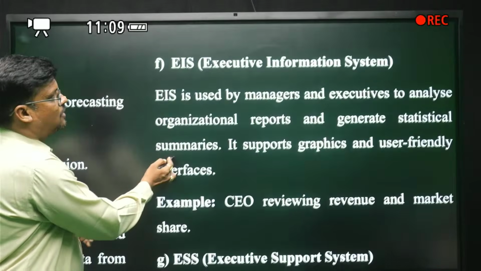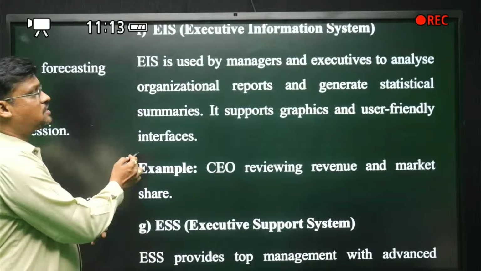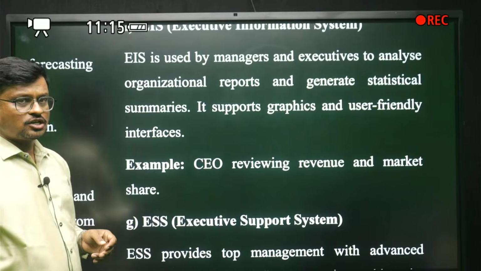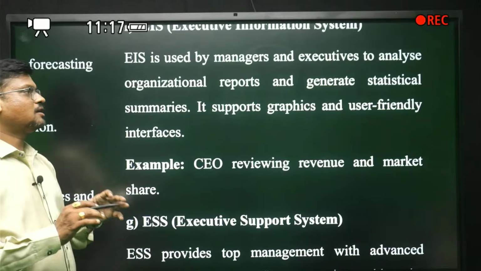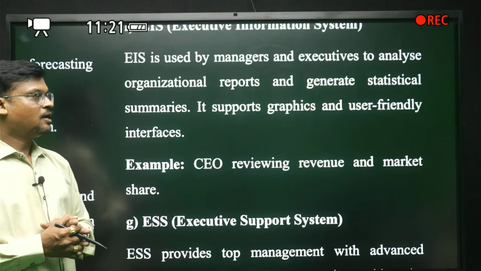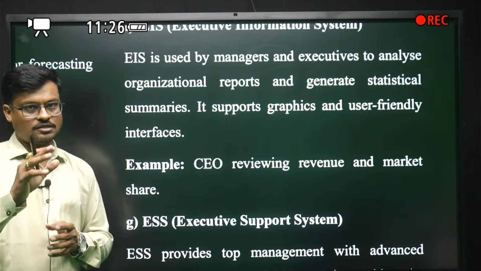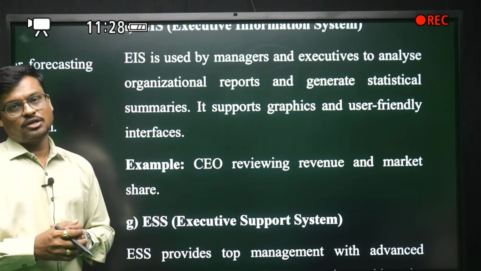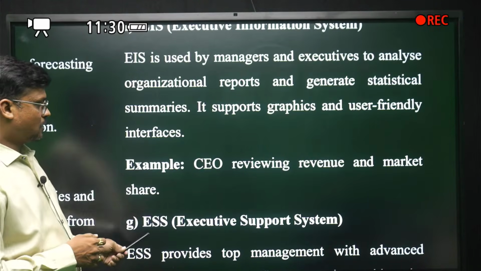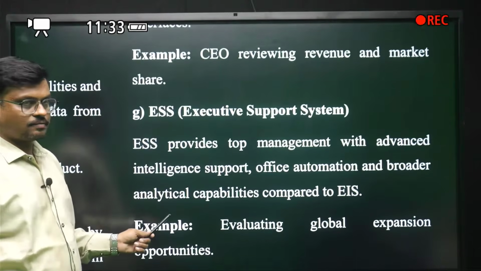Next, EIS, executive information system. This is used by the managers and executives to analyze organizational reports and generate statistical summaries. Okay, it uses graphics and user-friendly interfaces so that you'll have a better understanding of the entire summary of your data. Example, a CEO reviewing the entire revenue and market share.